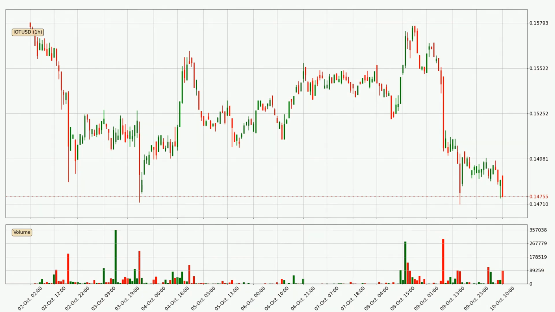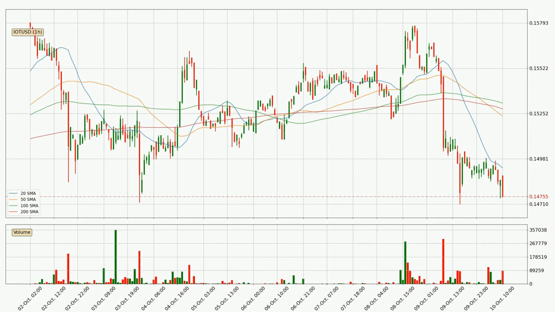Taking a look at the hourly time frame for IOTA, it can be seen that the price went down around 2.3% in the last 24 hours, with a current price of 14.8 cents. The volume was actually high, showing that this move was strong and the sellers are taking over.